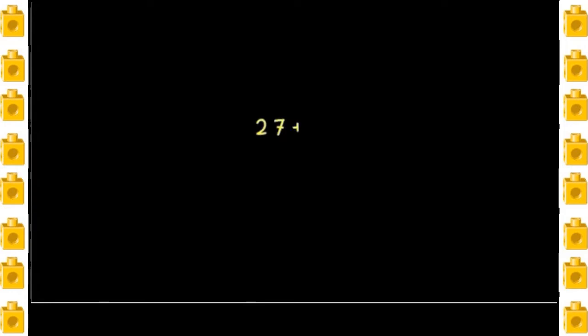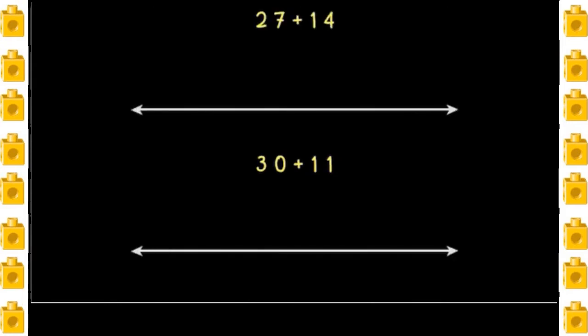So let's take a look at a problem we might be asked to solve on a test. Let's say they ask us to solve something like this: 27 plus 14, is it the same as 30 plus 11? There are lots of ways we can do it. I'm just going to use the open number line. I'm going to break my 14 down into 10 and 4. Now our number line at the top is going to start at 27.